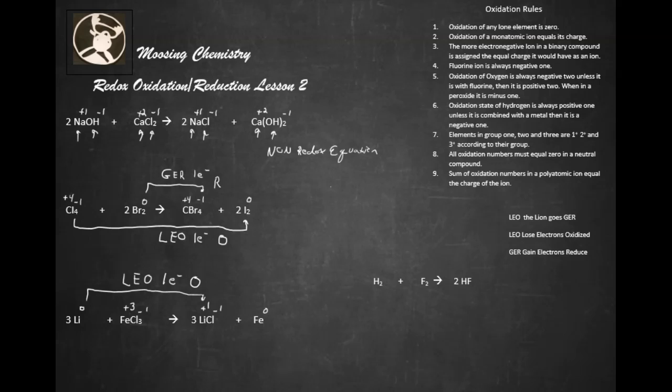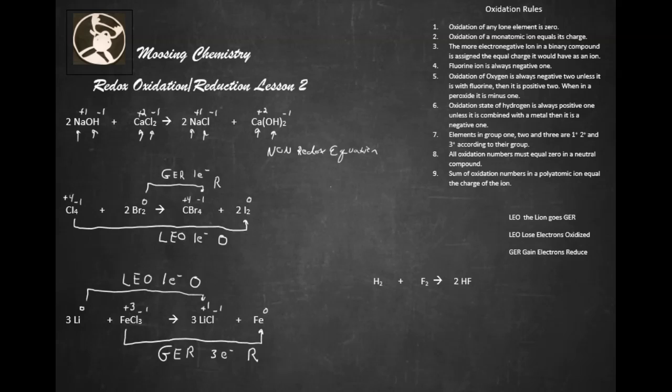Okay. Let's look at our iron next. Hey, our iron goes from a +3 charge to a 0 charge, right? So we are going to gain 3 electrons. So this is going to be Ger. And we're going to gain 3 electrons in this case. And that means we're going to reduce. Pretty darn snarly, huh? Okay, and let's look at this last one over here.